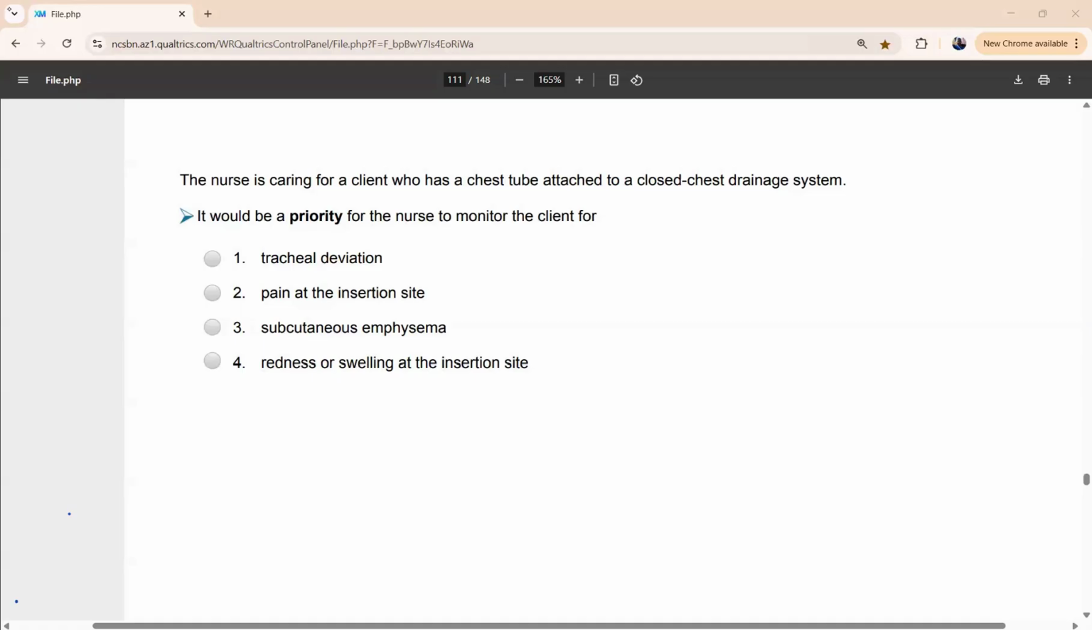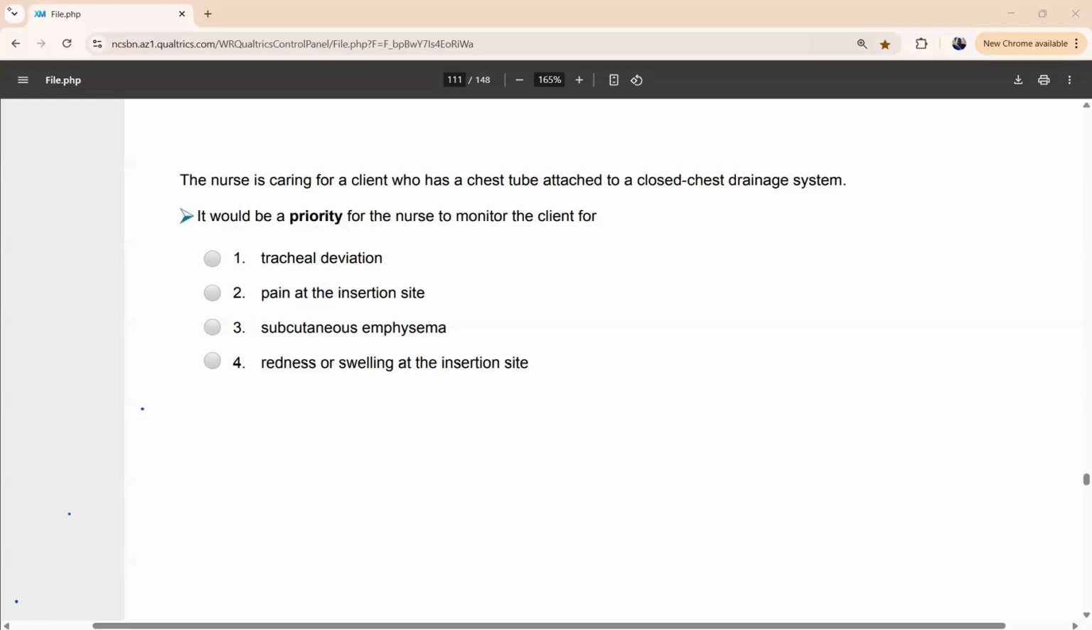I'm surprised you are choosing four in this question. I know it's one, tracheal deviation. I told you already because I know that's a bad thing. But why did they have to put four too, to confuse? That's what I'm trying to tell you.